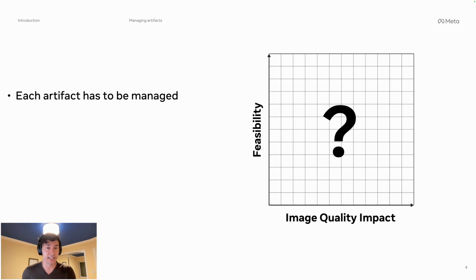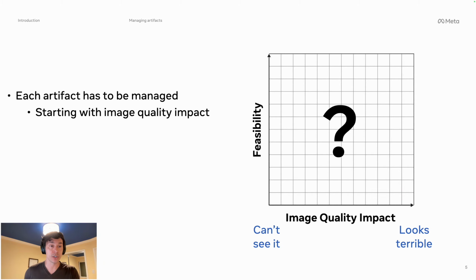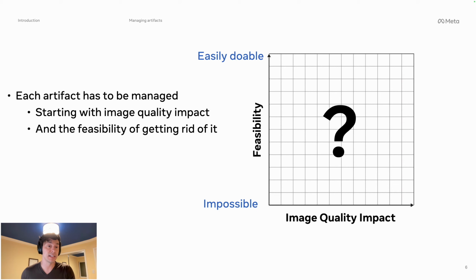And we'd be interested in setting up some sort of model like this, where we're thinking about the feasibility versus the image quality impact of each of these artifacts, the feasibility to remove it, that is. So in terms of the image quality impact, you can imagine that you could have very little impact where you basically can't see the artifact if it's very subtle, or it could just look terrible if it's too strong. And in terms of feasibility, removing this artifact could be completely impossible, just too costly or too difficult, too computationally intensive, or it could be easily doable, right?